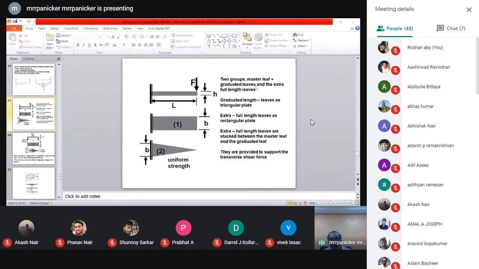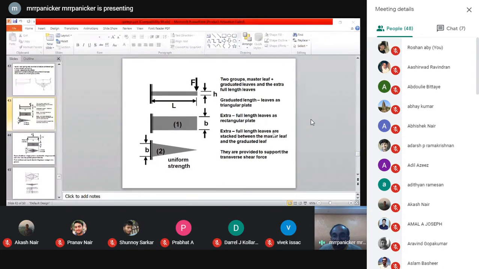Then graduated leaves, then one or two extra full length leaves. The graduated leaves are triangular plates. That is the shape. Extra full length leaves are rectangular plates. So why it is triangular and why it is rectangular, that we can discuss.